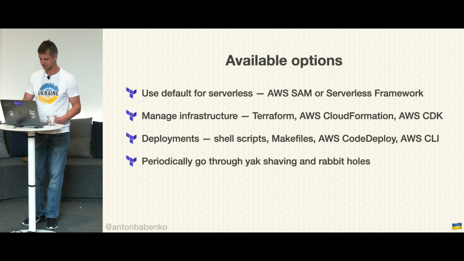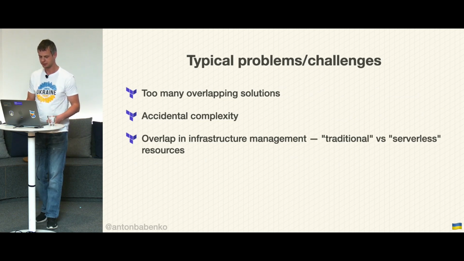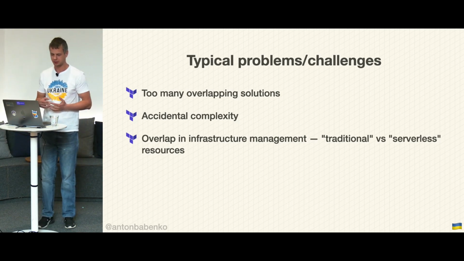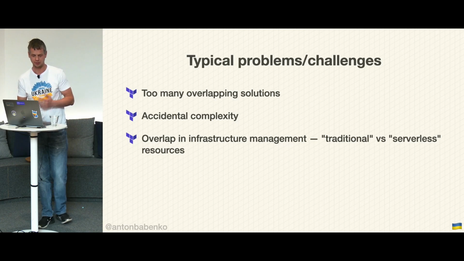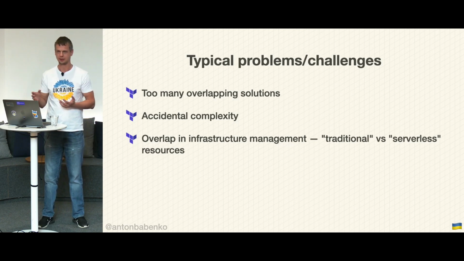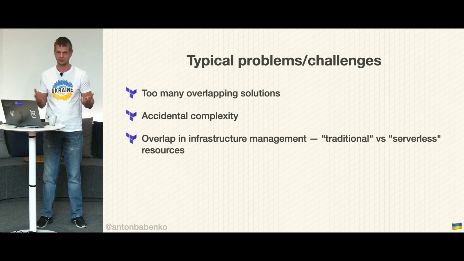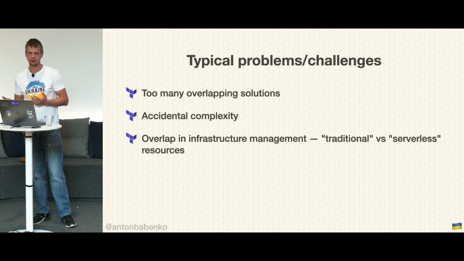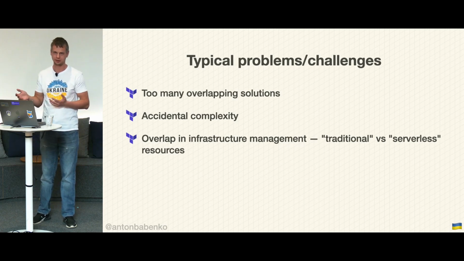ChatGPT doesn't know. So if we look into these typical problems and challenges, there are actually too many overlapping solutions. You may think CloudFormation and Terraform, well, they can do similar things, right? But if you use, let's say, the Serverless Framework, it will generate CloudFormation, but you are using Terraform for something. So it's already some sort of overlap. And accidental complexity is the main thing which I have figured out.